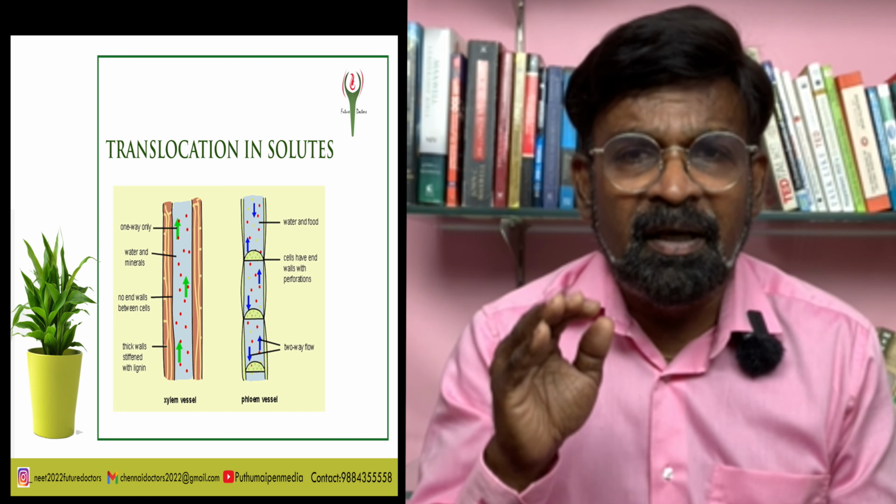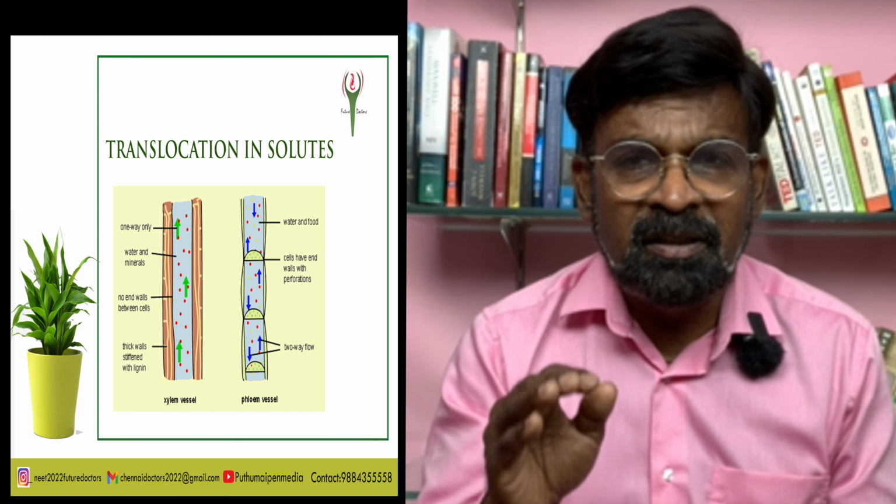Non-cyclic phosphorylation is a type of phosphorylation in which both the photosystems, that is PS1 and PS2, cooperate in the light-driven synthesis of ATP.